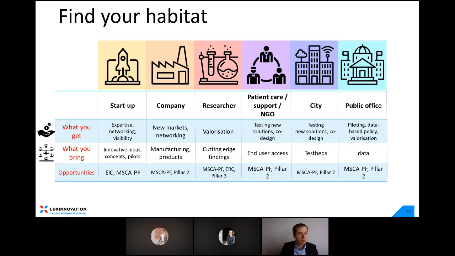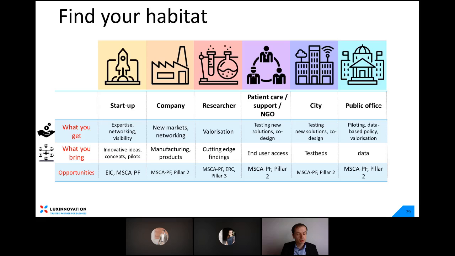And it can be pilots, it can be manufacturing lines, it can be your latest research results, but it can also be just access to data that nobody else has access to.